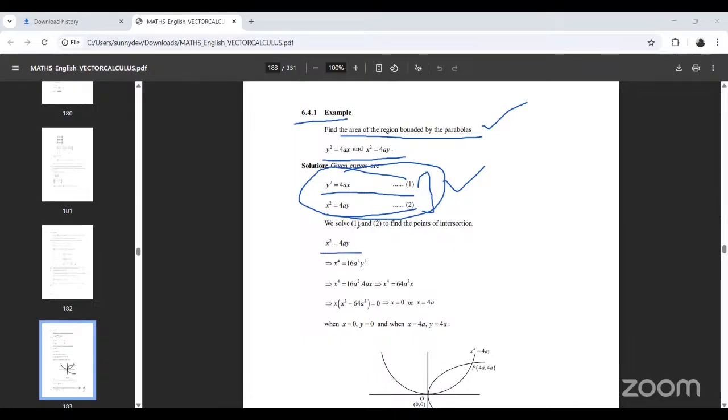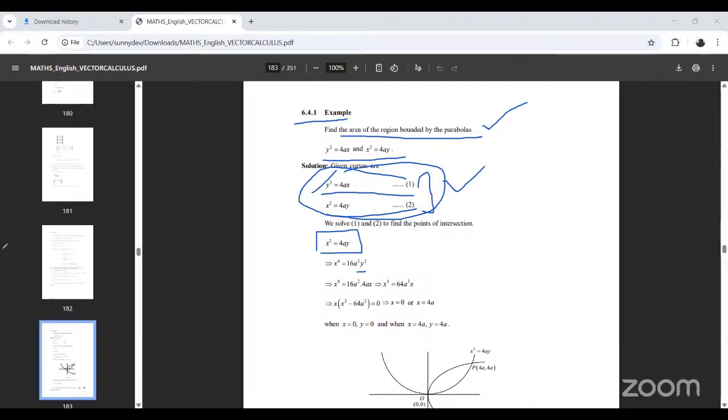They gave that x square equal to 4ay. That implies, squaring on both sides, we are getting x power of 4 equal to 16a square y square. From equation 1, y square equal to 4ax, so x power of 4 equal to 64 a cube into x. From here take x common, so that we are getting x equal to 0 or x equal to 4a.